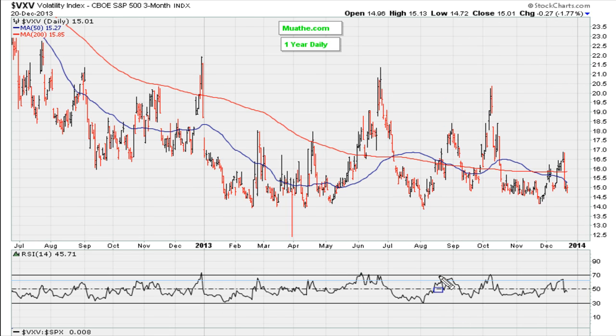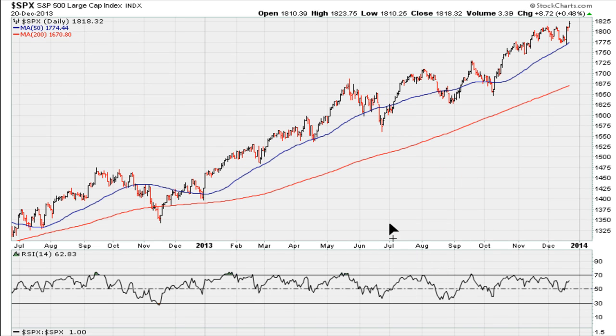Yeah, so late August. Take a look at the S&P 500 in late August. This is the RSI, late August there. Market makes a low and subsequently moves higher. So the VIX being a sell, the market becomes a buy.